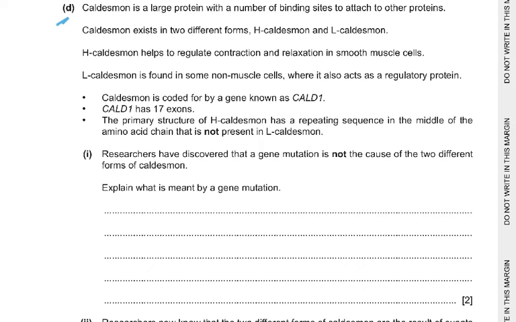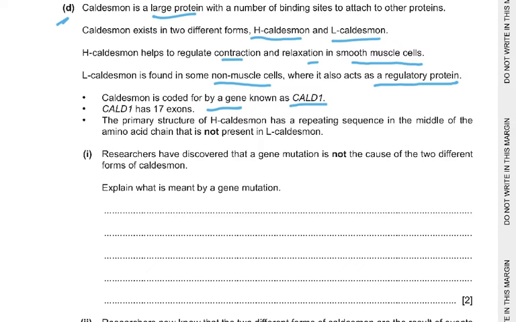Part D of the question. Caldesmon is a large protein with a number of binding sites to attach to other proteins. Caldesmon exists in two different forms, H-caldesmon and L-caldesmon. H-caldesmon helps to regulate contraction and relaxation in smooth muscle cells. L-caldesmon is found in some non-muscle cells, where it also acts as a regulatory protein. Caldesmon is coded for by a gene known as CALD1.